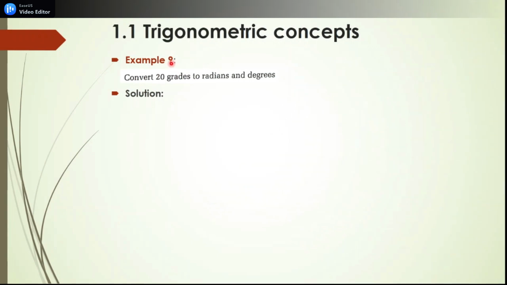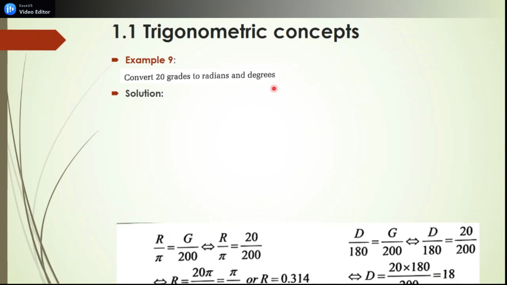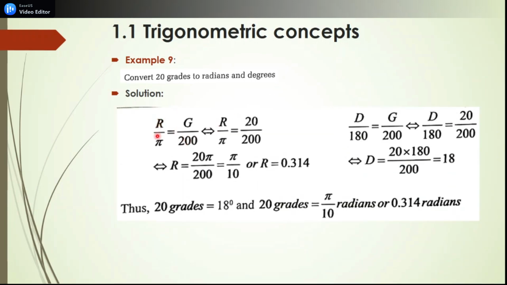We have a second example, which is to convert 20 grades to radian and degree. Also, we use the relationship formula relating grade to radian and grade to degree. This is the relation relating grade and radian.